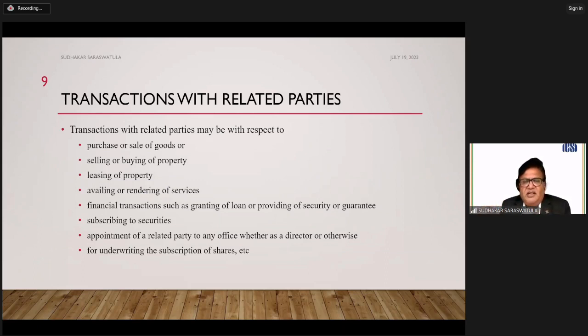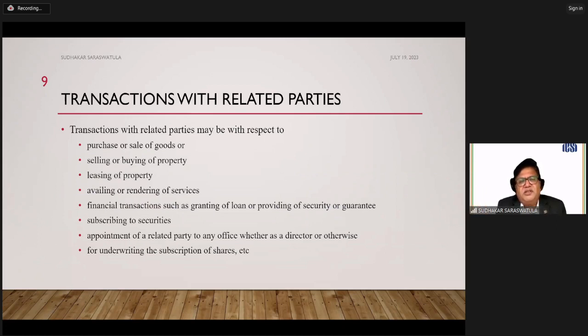So it is rendering of services, not supply of services. There is a slight difference between these two. Financial transactions such as granting of loans or providing of security or guarantees, subscribing to securities, appointment of a related party to any office, whether as a director or otherwise, underwriting the subscription of shares, etc. These are all the various transactions which you can enter into with related parties.